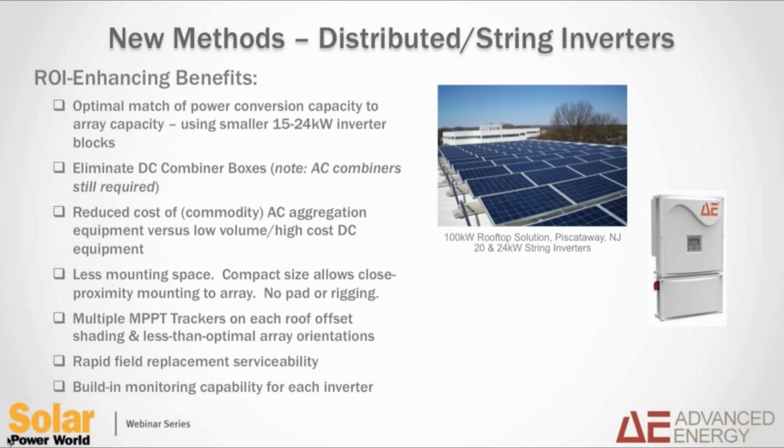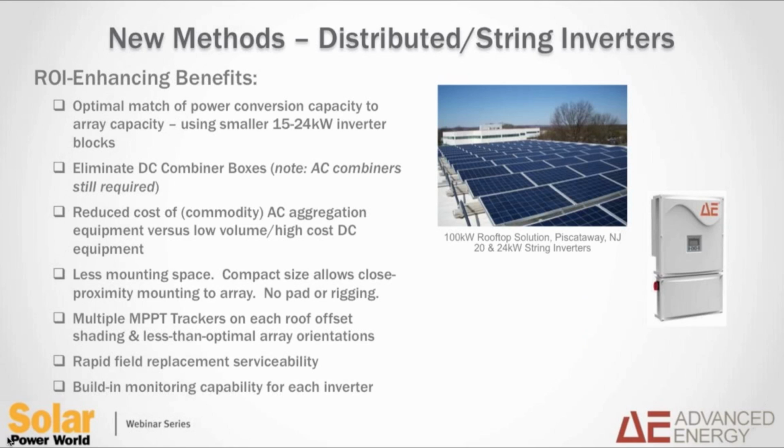I'll say first and foremost is the ability to get a better match between the array output power and the inverter rating, just by virtue of using smaller building blocks, say in the 15 to 25, maybe up to 40 kilowatt range. You're only paying for the amount of inverter that you need. DC combiner boxes are eliminated, and you can reduce DC wiring. As we bring the smaller inverters up into the array onto the roof, we can cut the DC balance of system by quite a bit. Now, there is a need for AC collection, of course, but AC panel boards are much more of a commodity, much lower cost than their DC counterparts. So shifting the cost from DC to AC is a big help on the ROI.